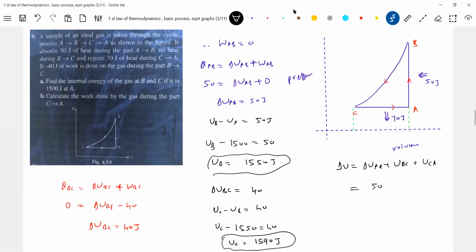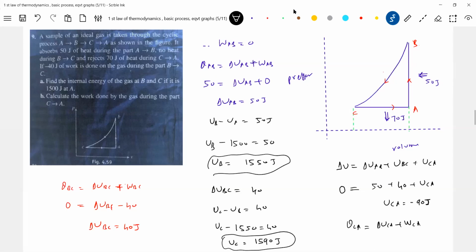In a cyclic process, what is the change in internal energy? It should be 0. UBC we know, it is 40. And UCA we don't know. So what is UCA? Minus 90 joules. It's asking to calculate the work done by the gas. So let's go for QCA equal to delta UCA plus WCA.